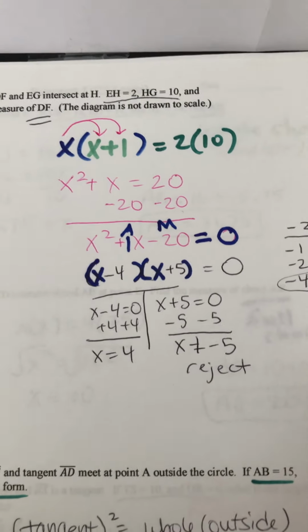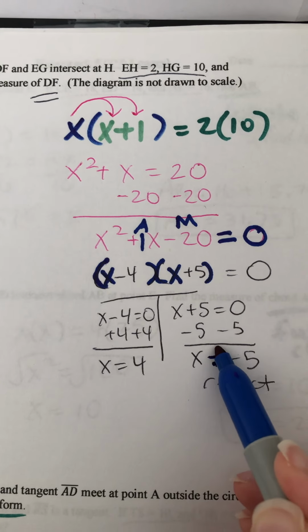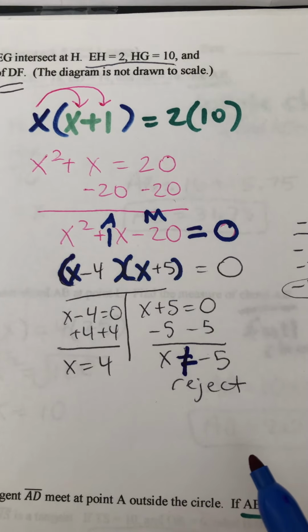Now, just like a previous unit, we remembered to write that it does not equal the negative number, because you can't have a negative length. In a geometry question, you cannot have a negative length. So that 4 is the answer.